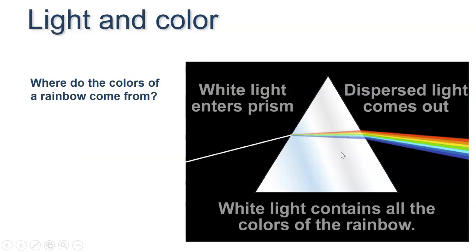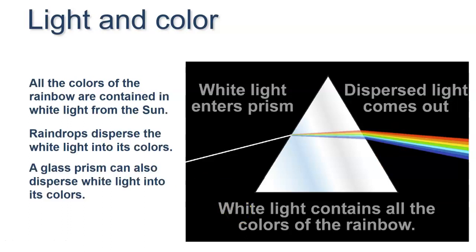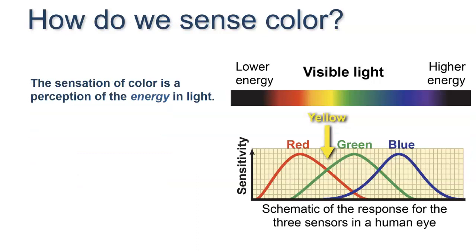So where do the colors of the rainbow come from? I'm going to see if I have enough prisms for us to play around with so we can make rainbows. Basically, white light will enter the prism and dispersed light comes out. Then we see these different wavelengths creating the light that we see. White light contains all of the colors of the rainbow, which, if you don't know ROY G. BIV by now, we better learn it. All of the colors of the rainbow are contained in white light from the sun. Raindrops disperse the white light into colors, and we can also use a glass prism to disperse white light into its colors.